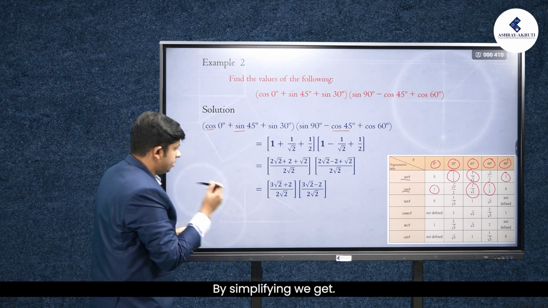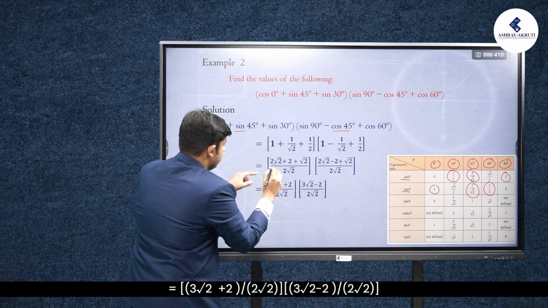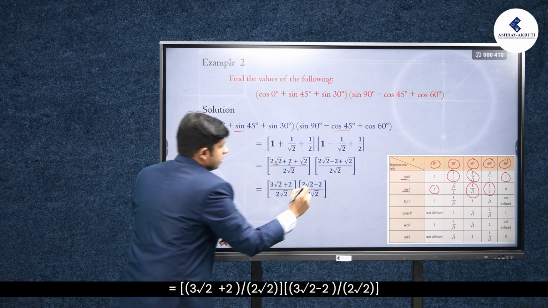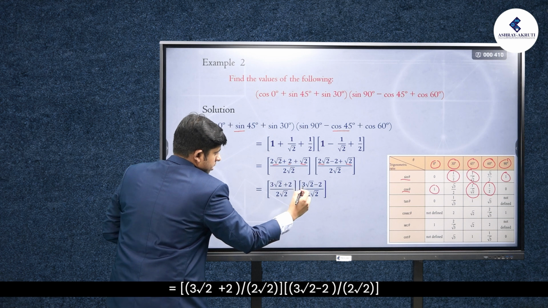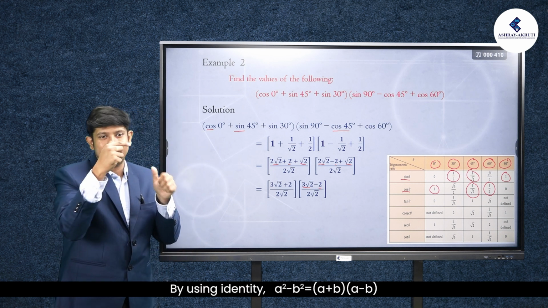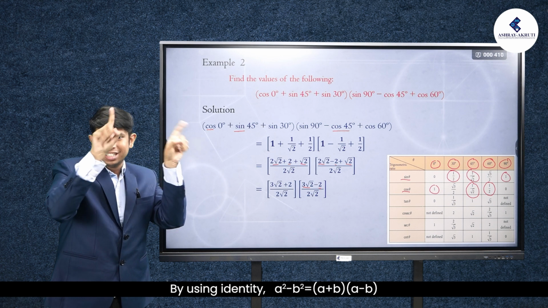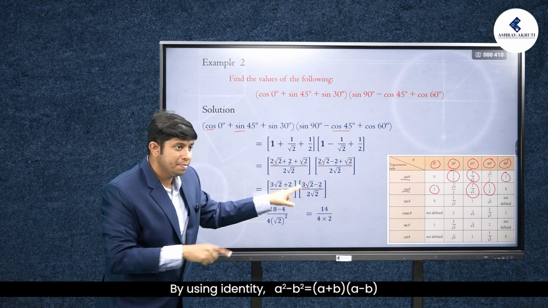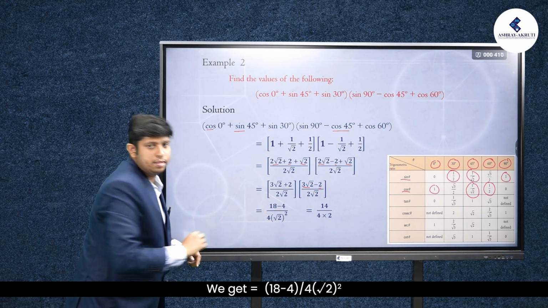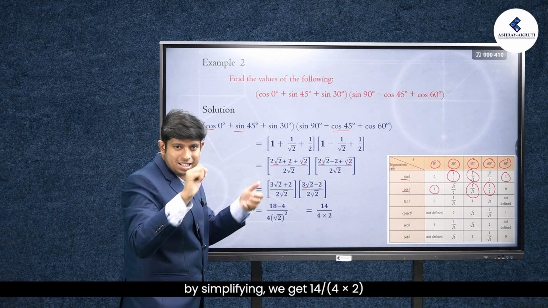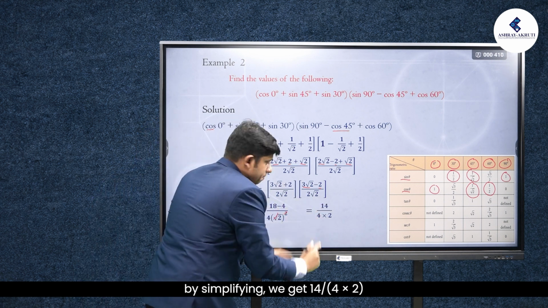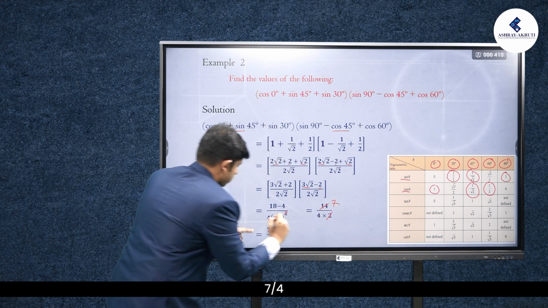By simplifying, we get 3 root 2 plus 2 by 2 root 2 into 3 root 2 minus 2 by 2 root 2. By using identity a square minus b square is equal to a plus b into a minus b, we get 18 minus 4 by 4 root 2 square. By simplifying, we get 14 by 4 into 2. That is equal to 7 by 4.